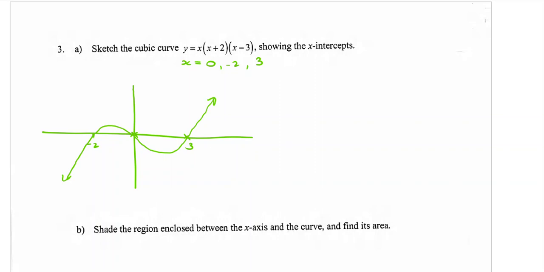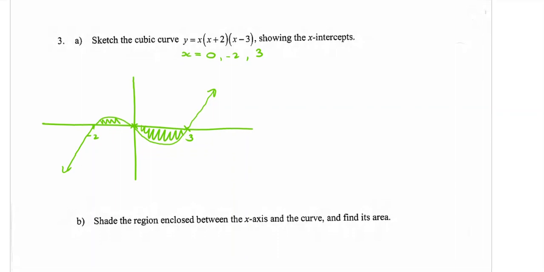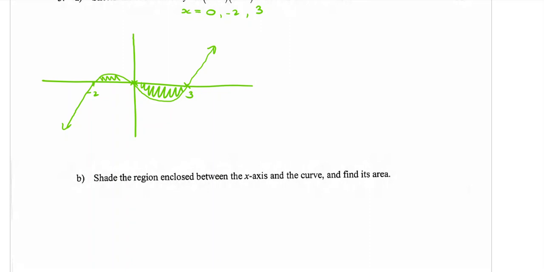That's all I had to do for this one. There it is. I want that bit and that bit. There's the area. It says part B, shade the region enclosed by the x-axis. That's what I just did. And I want to find the area of that curve.